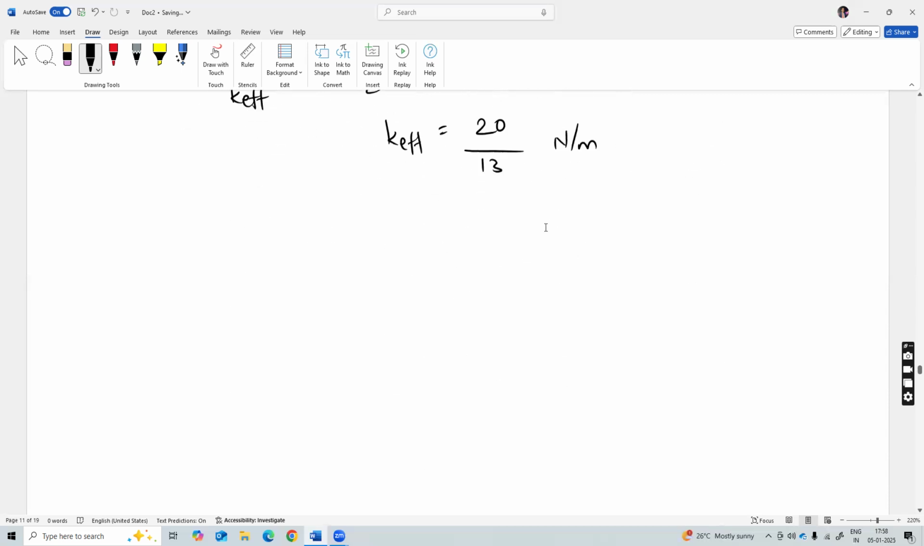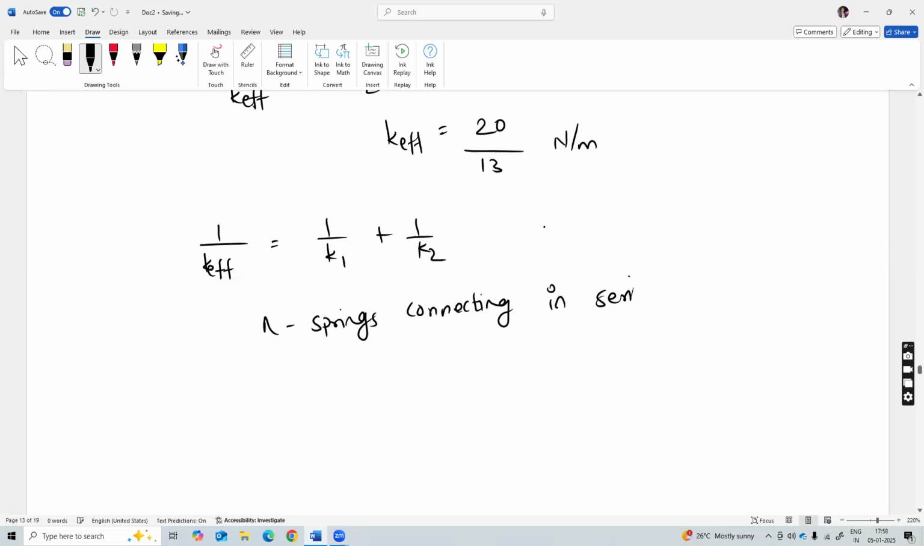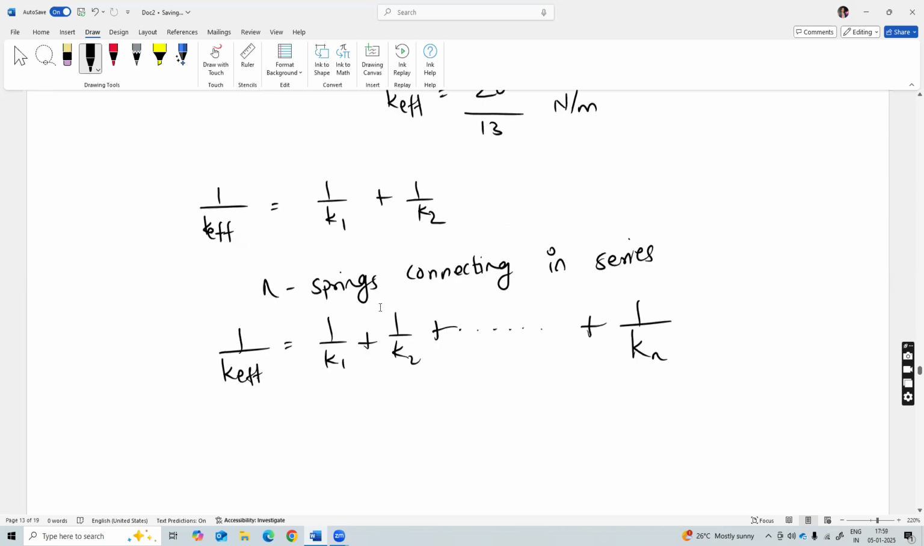Similarly, if you have two springs connected in series, then K effective will become 1 upon K1 plus 1 upon K2. Or if, let's say, you have n springs connected in series, then K effective will be 1 upon K1 plus 1 upon K2 plus dot dot dot plus 1 upon the spring constant of the nth spring. So this will be the formula. Okay.